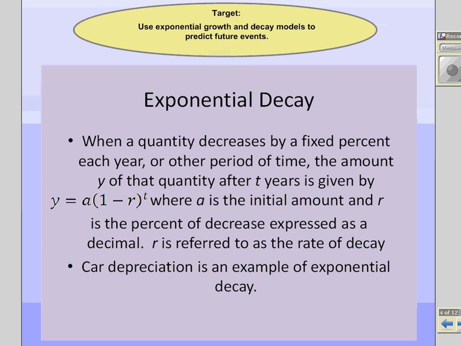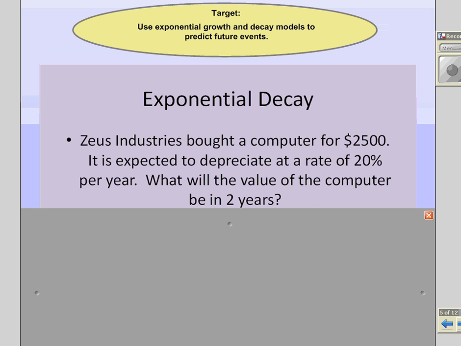When a quantity decreases by a fixed percent each year or period of time, the amount, or y, of that quantity after t years is given by this function, where the amount after the time equals the initial amount times 1 minus the rate, raised to the time period exponent. r is called the rate of decay in this case, and when we're decaying, it's always subtraction in our formula.